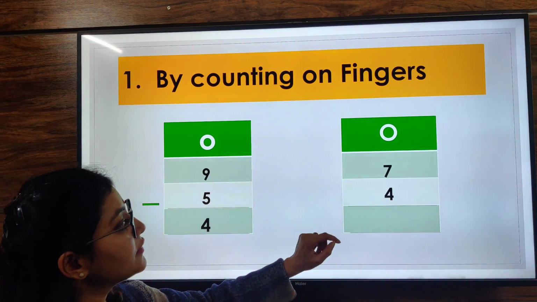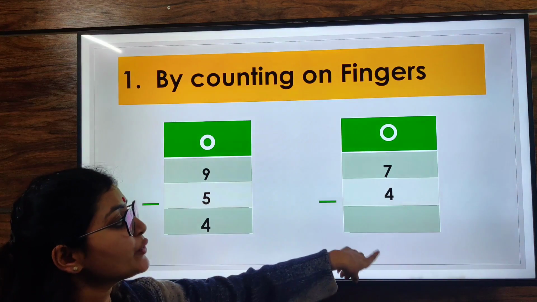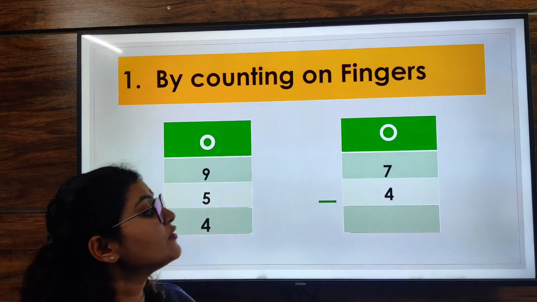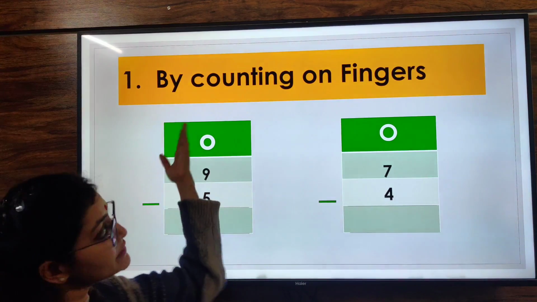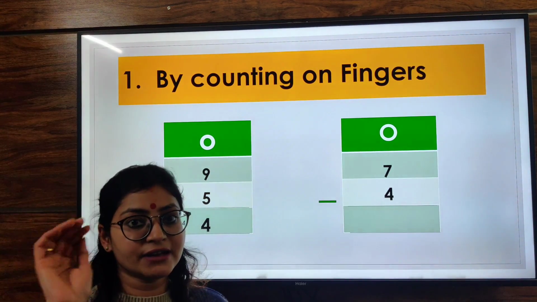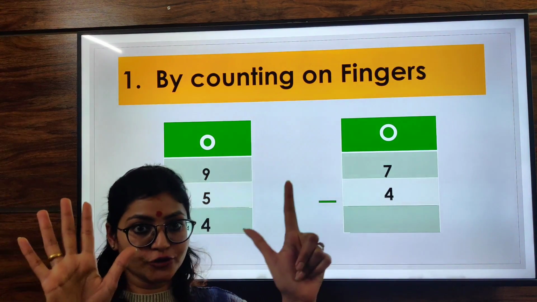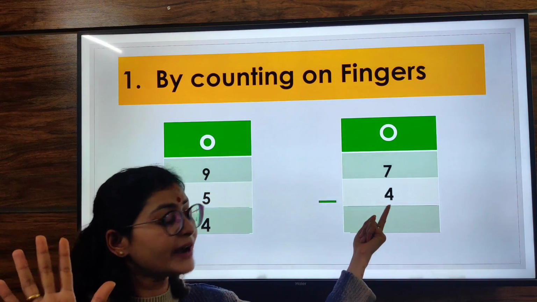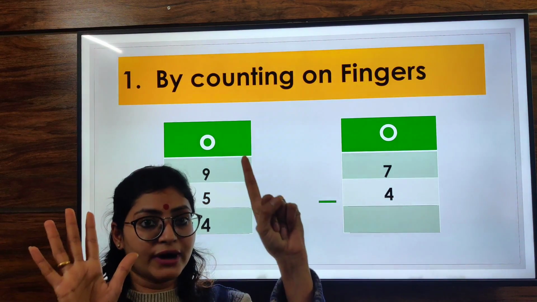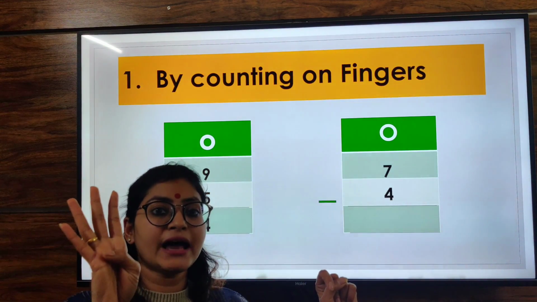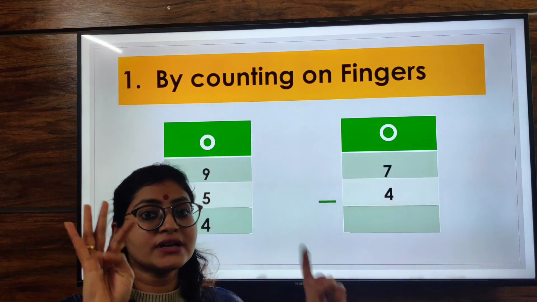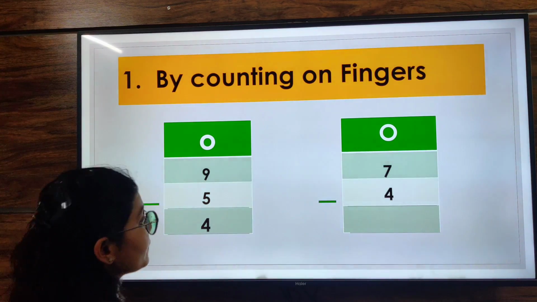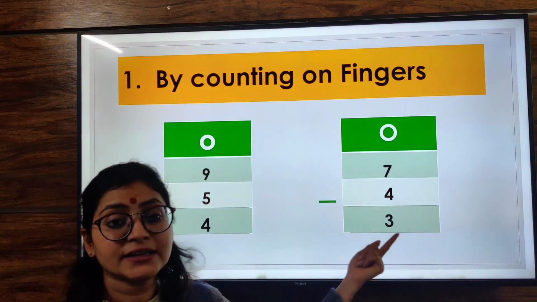Let's take another question. 7 minus 4. In this question, my first addend is 7 and my second addend is 4. My method is by counting on fingers. So, I have 5 and 2 fingers. And I have to subtract 4 fingers. 1, 2, 3 and 4. So, 7 minus 4 is 3. So, my answer is 3.